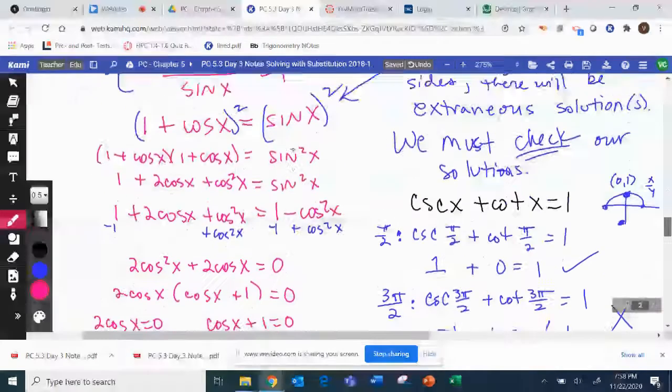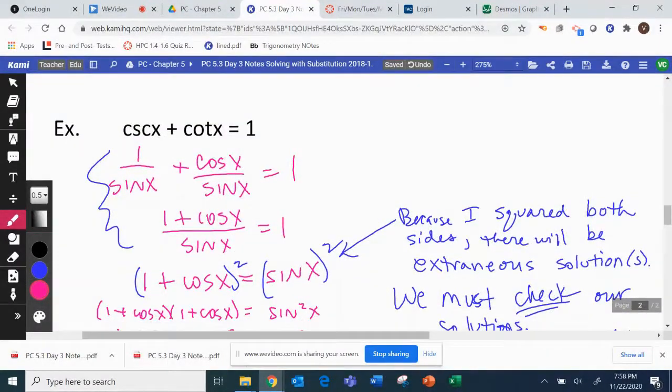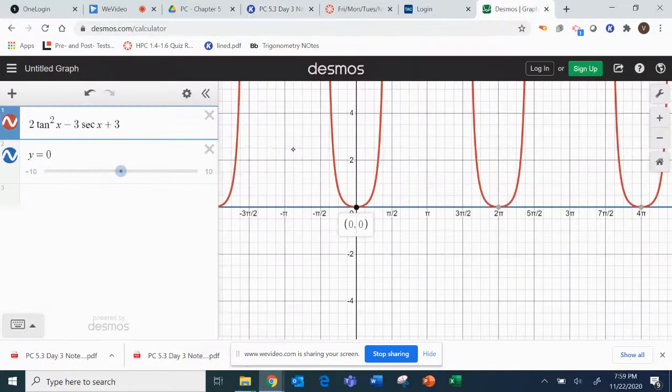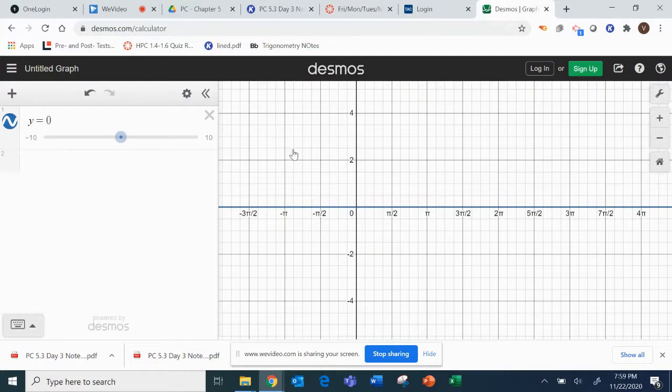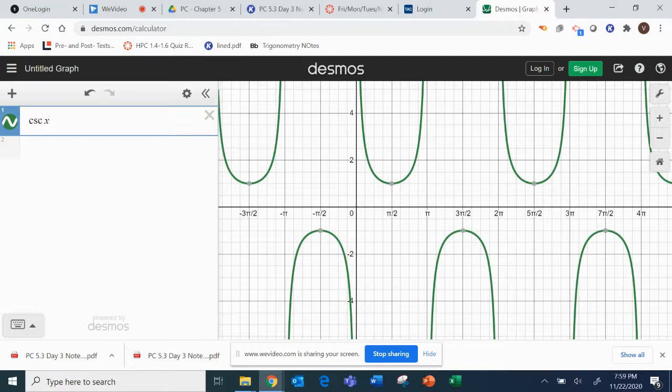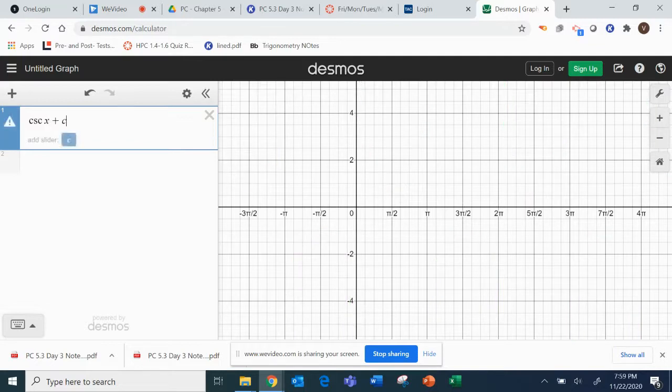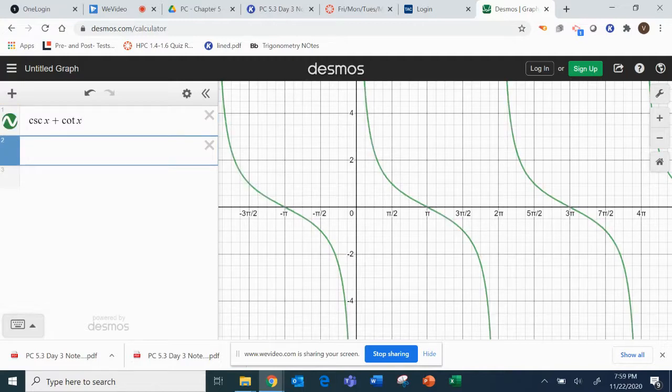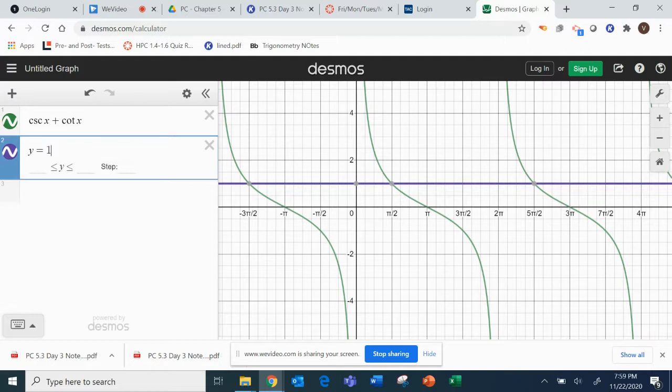Now let's check it, because who knows, maybe I made a mistake. Cosecant x plus cotangent x. So we're looking where y equals 1, and I got pi over 2. So that's my only solution. So I did it right.